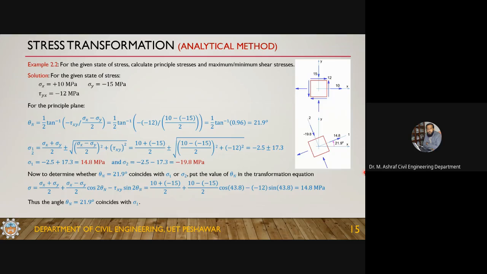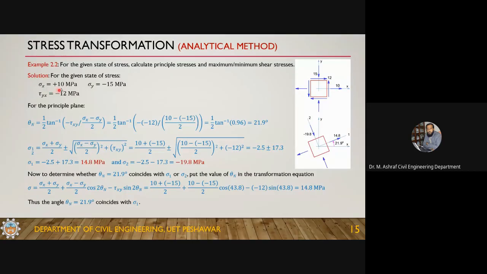Now let's do this example. Then we will go to a break, okay? For the state of stress, calculate principal stress and maximum minimum shearing stress. This is a state of stress that we have discussed before. We discussed this state of stress.